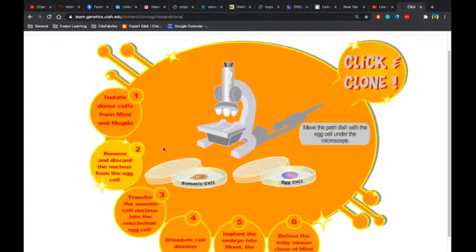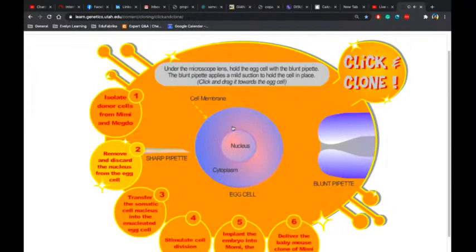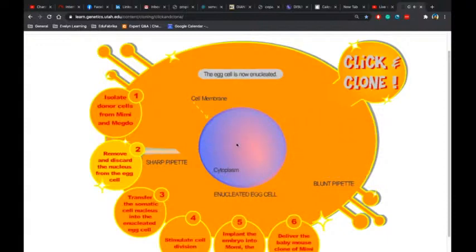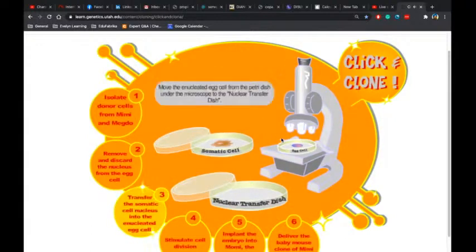So now we remove and discard the nucleus from each egg cell. Now it's time to remove the nucleus. So let's move the petri dish. I will put the egg cell petri dish first there in the microscope. Here what you have to do is, with the help of a blunt pipette, you attach it, so it's like you suck it. Then take the sharp pipette and suck the nucleus from the cytoplasm. So the egg cell is now enucleated, so it doesn't have any nucleus.